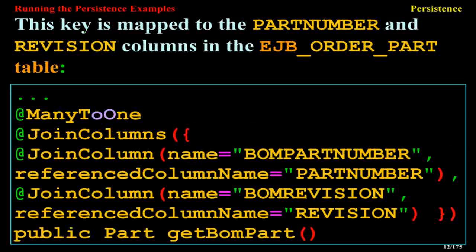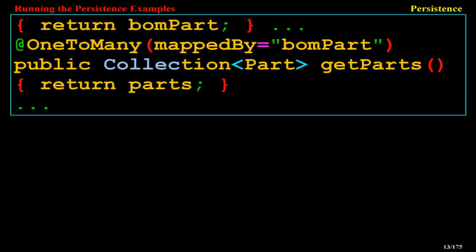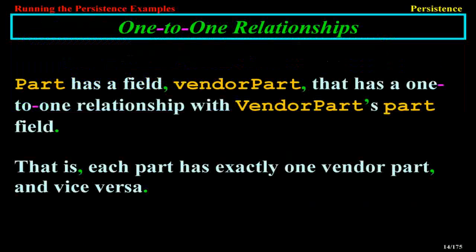Many-to-one. Join columns. Join column name equal BOM part number, reference column name equal part number. Join column name equal BOM revision, reference column name equal revision. Public part getBOMPart return BOMPart. One-to-many, mapped by equal BOM part. Public collection Part getParts return parts.